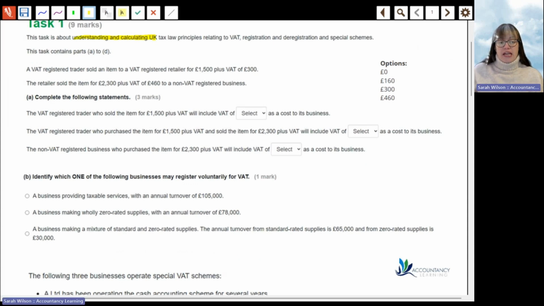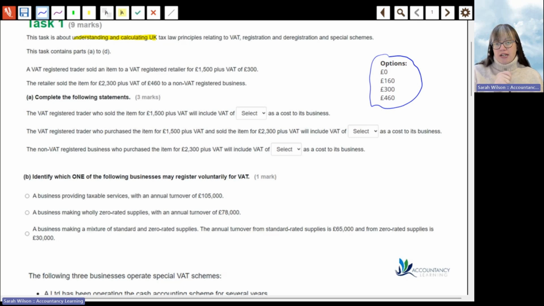Firstly then, a VAT registered trader sold an item to a VAT registered retailer for 1,500 plus VAT of 300. The retailer sold the item for 2,300 plus VAT of 460 to a non-VAT registered business. Now we've got to complete the following statements. The VAT registered trader who sold the item for 1,500 plus VAT will include VAT of, and we've got to select an amount, as a cost to its business. The options for our drop downs are over here.